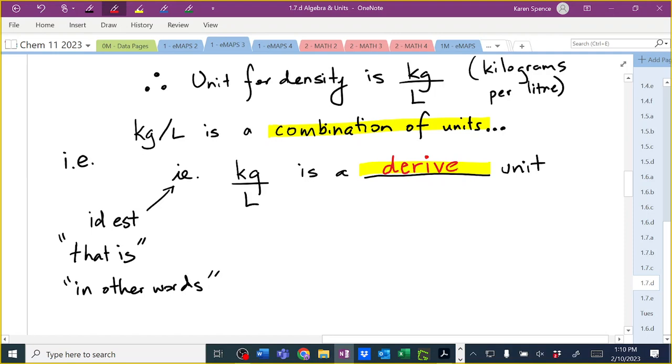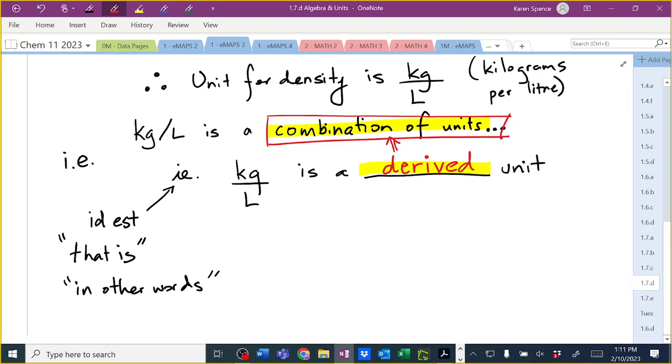Derived, yes. If we have a unit that is a combination of two or more units, it is called a derived unit. So a derived unit is a combination of units. What we will be finding in this worksheet is a bunch of derived units, in addition to solving the equations. Let's do one more example so that you feel like you can carry on with this.